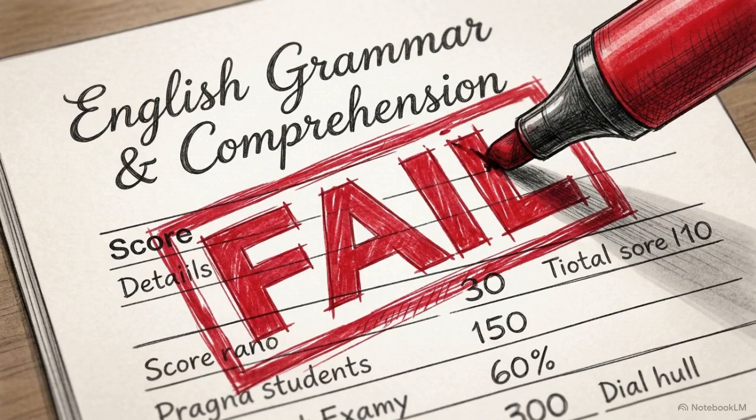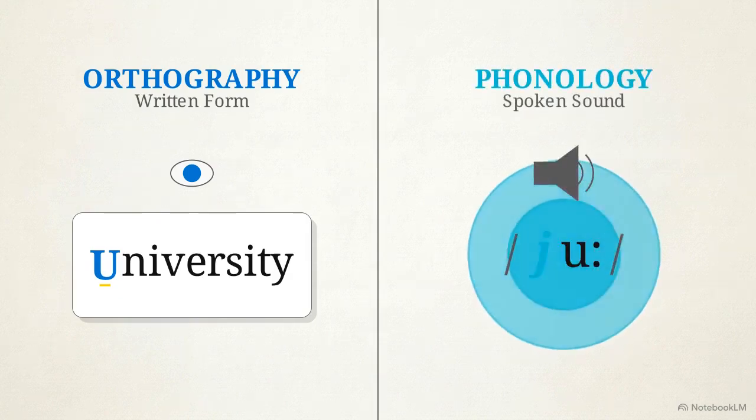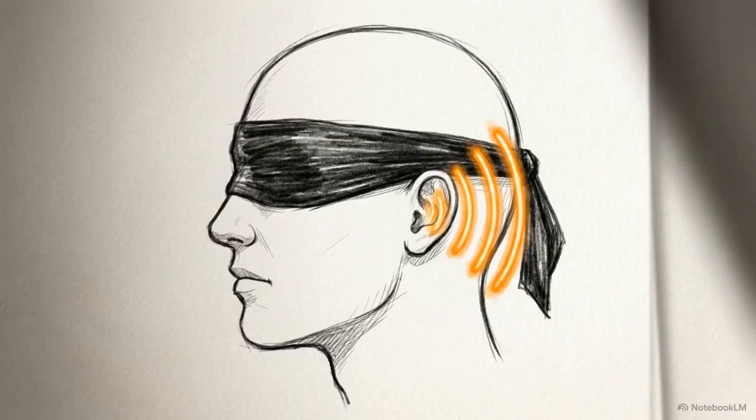The conflict lies in the disconnect between orthography, how a word is spelled on the page, and phonology, how it is actually spoken. Indefinite article assignment is entirely blind to written letters. It operates exclusively on the very first spoken syllable.